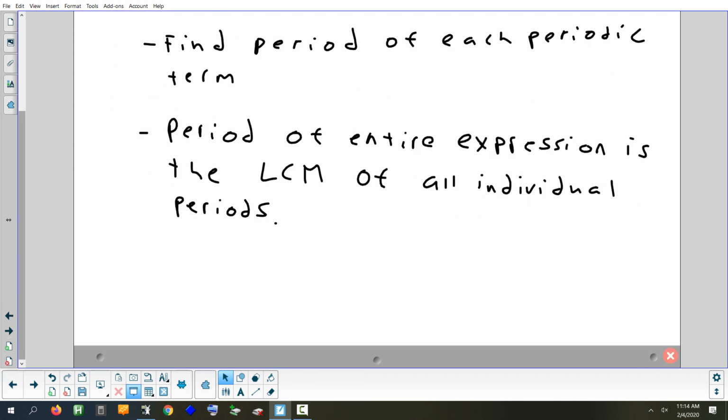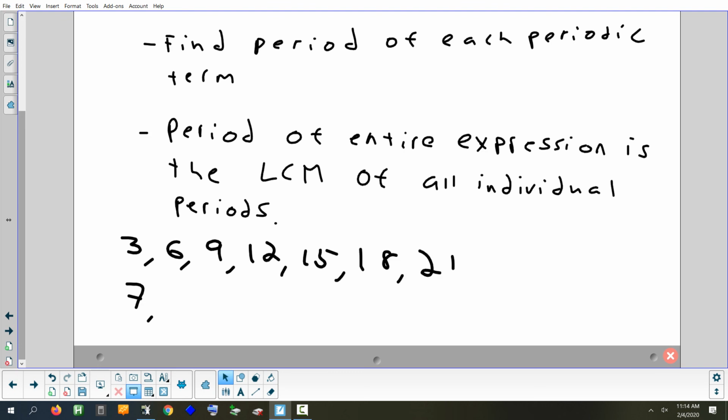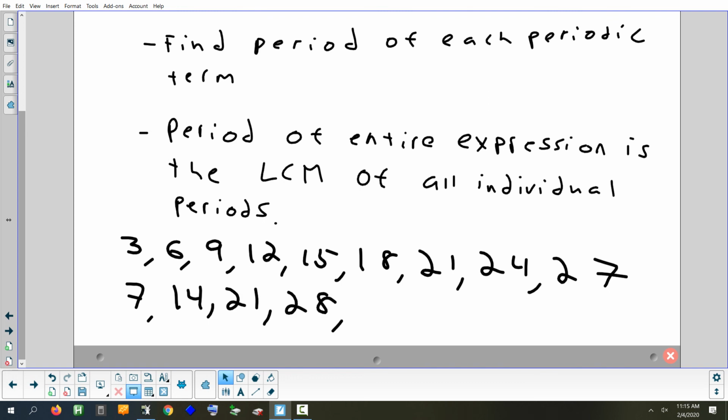So just to show you, if you had the numbers, let's say, 3 and 7, and you wanted to figure out the least common multiple, I could make a list of multiples of 3: 3, 6, 9, 12. Okay. So there are multiples of 3. Now I could make a list of multiples of 7, and I could keep going. The least common multiple is the smallest number both lists have in common, which in this case is what? 21. That's the least common multiple.